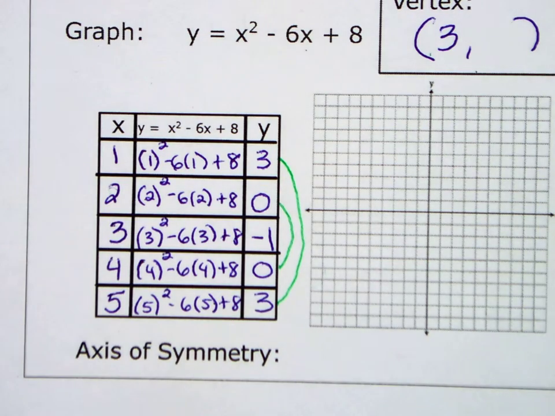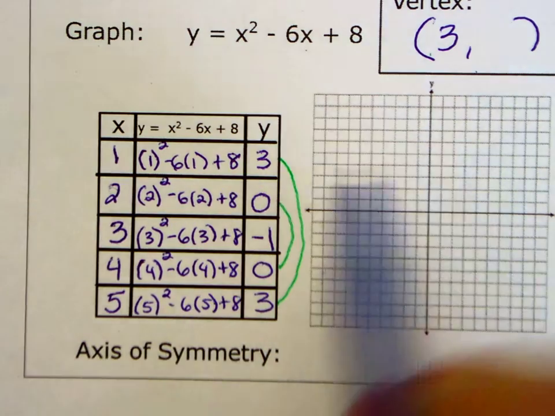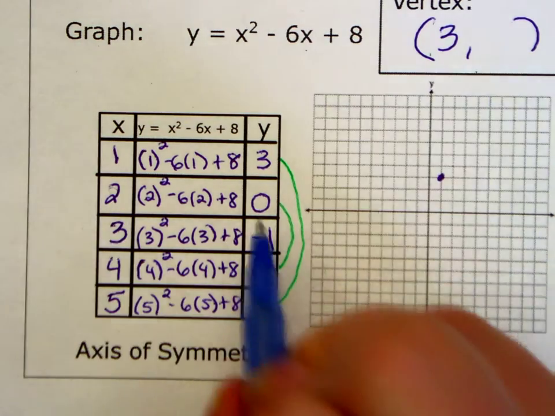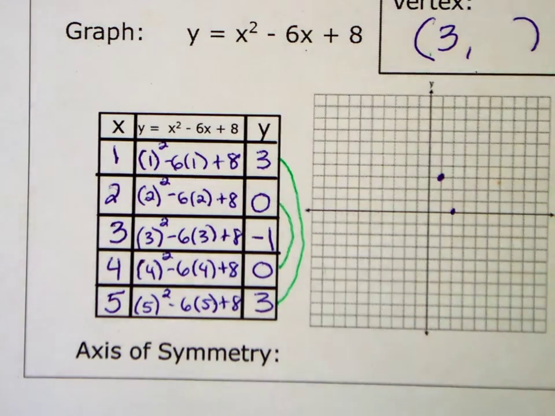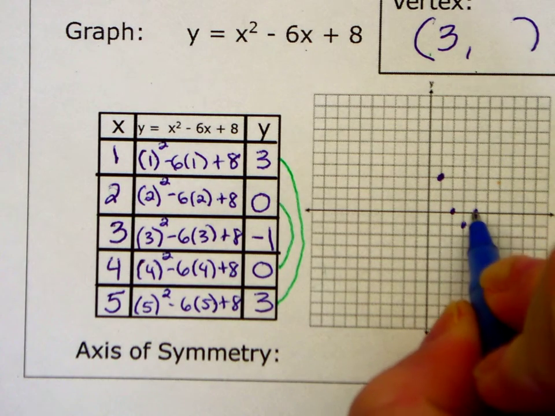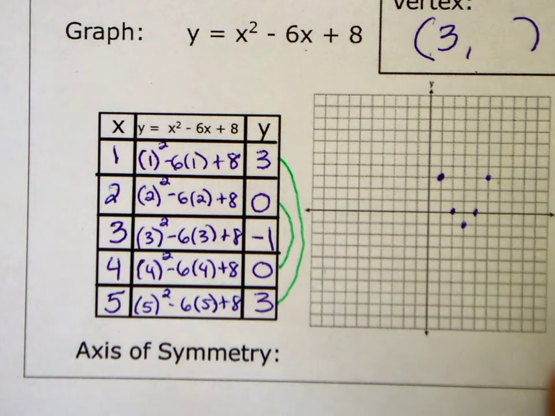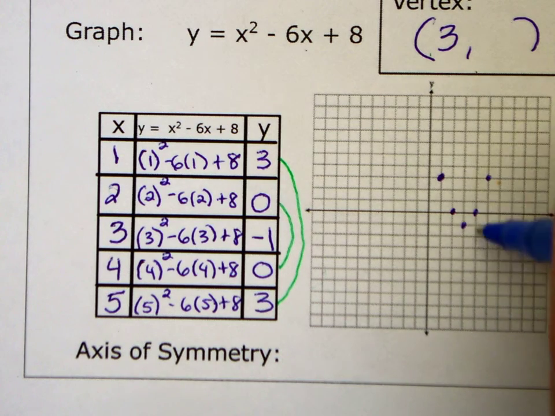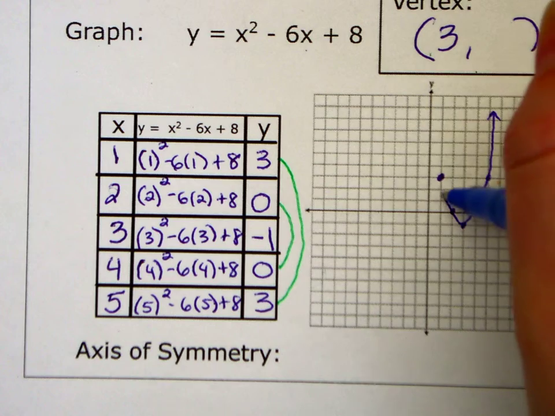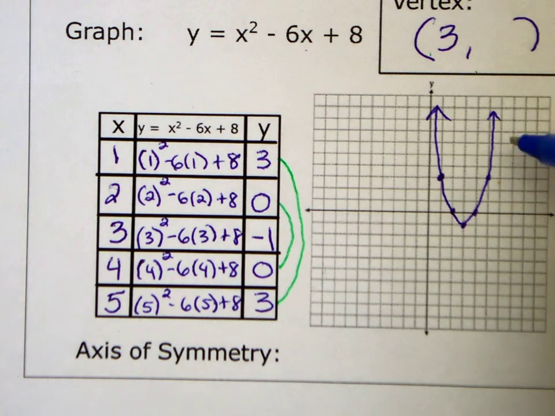So now I'm just going to plot the points. I have 1, 3. 2, 0. 3, negative 1. 4, 0. 5, 3. And there's my parabola. Please don't make it look like a V. It's a U. All right?